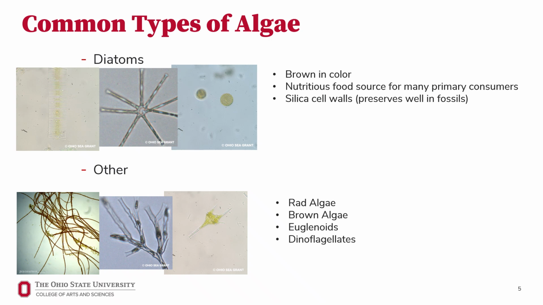Finally, I want to mention that there are several other types of algae. These include, but are not limited to, red and brown algae, which are mostly found in marine environments, as well as euglenoids and dinoflagellates.